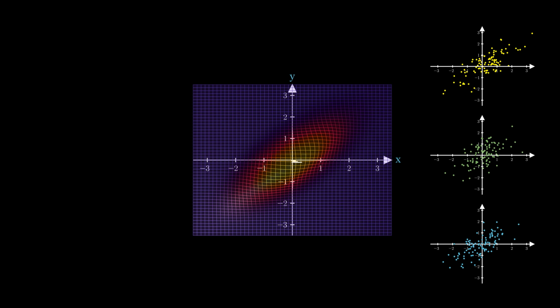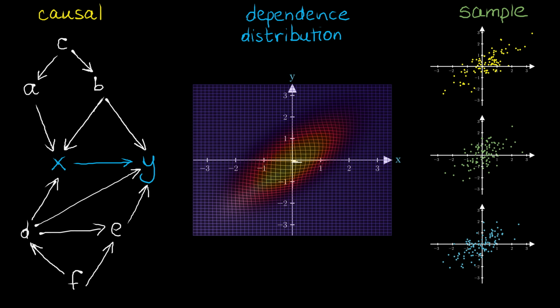And here's the central idea of this video. There are 2 distinct universes out there: the causal universe inhabited by causal models, and the dependence universe inhabited by joint distributions and its characteristics. Both of these universes are unseen and are theoretical. All we see is the sample of observations that we have.